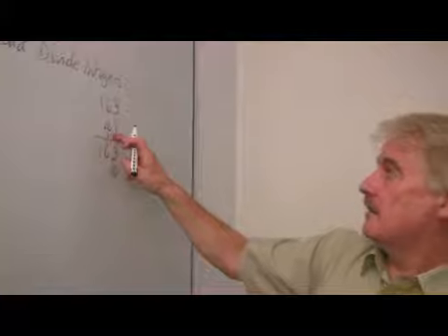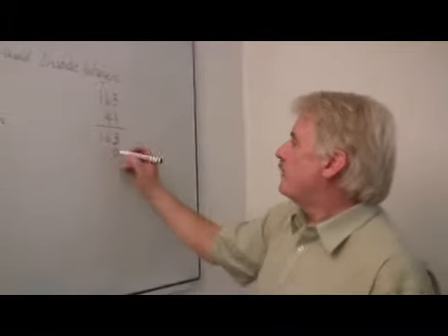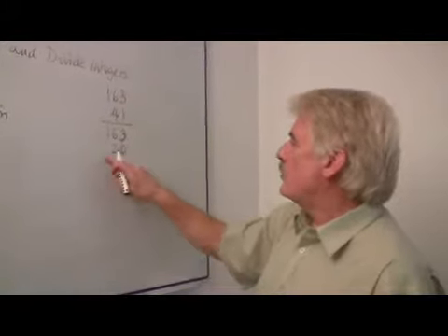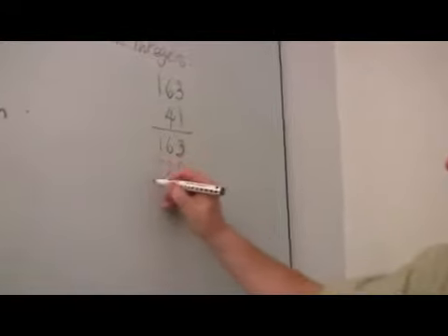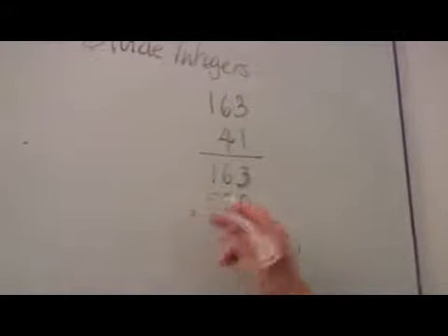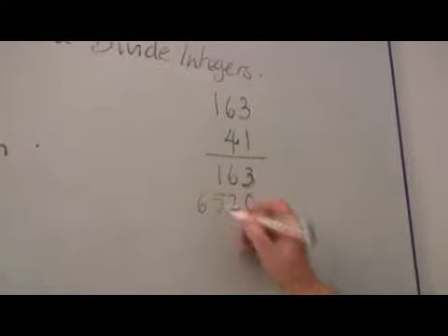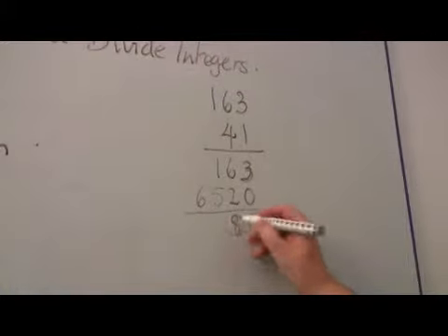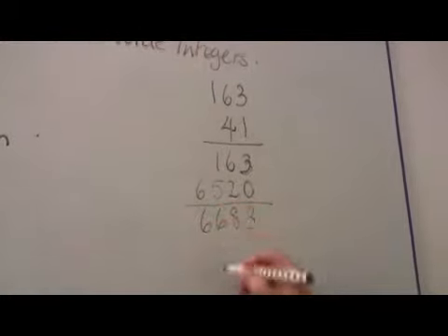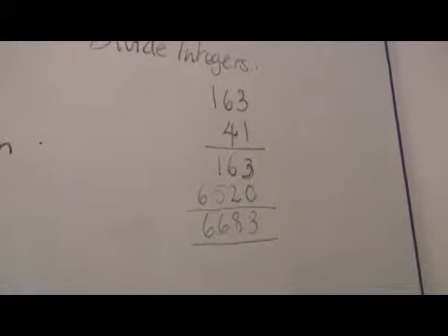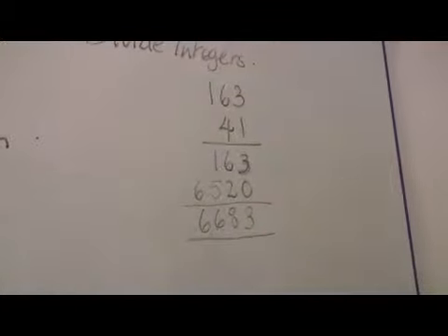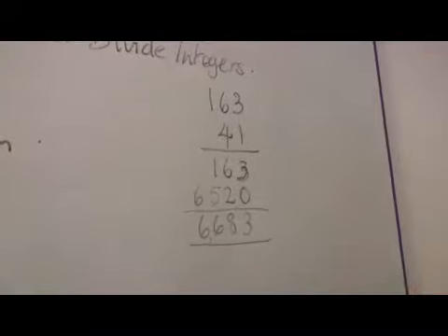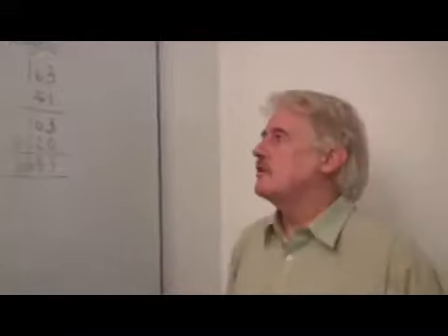That represents the 0 of the 40, and then 4 3s are 12, and then 4 6s are 24, carrying 1, 25, and 4 1s are 4, 5, 6. So 6, 5, 2, 0. And by adding those two columns of figures, we end up with a result 6,683 for 41 multiplied by 163. So that is a simple long multiplication.